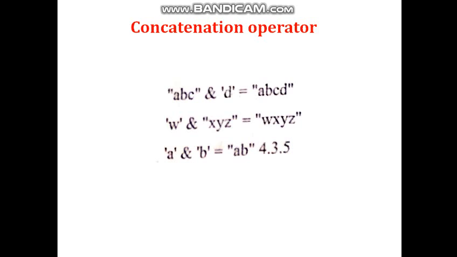The concatenation operator can apply to two operands, one of which is an array and the other a single scalar element. It can also be applied to two scalar values to produce an array of length 2. For example, "ABC" concatenated with "D" gives "ABCD". When "W" is concatenated with "XYZ", it forms "WXYZ". When "A" is concatenated with "B", it forms "AB". And in that way we will use it.